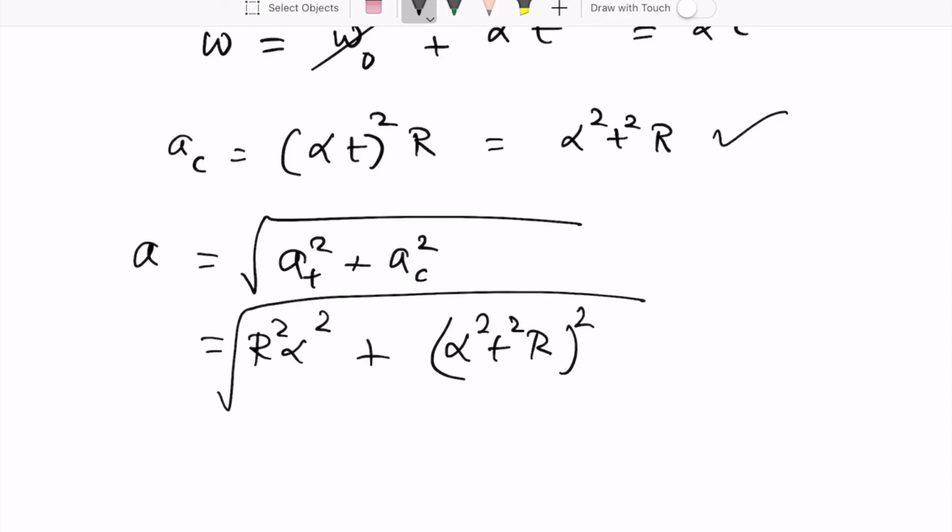So that concludes our discussion of all the angular variables and angular kinematics. The next topic that we will talk about is rotational inertia.